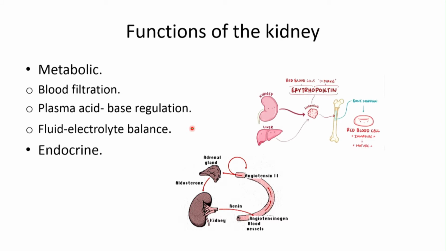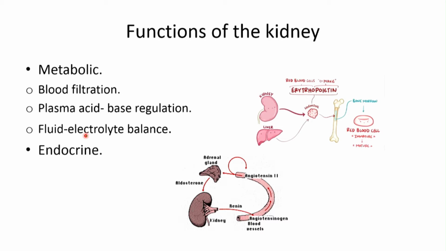What are the functions of the kidney? The kidney has two functions, either metabolic or endocrine. The metabolic functions include blood filtration, which is the main function. This is to remove waste products and metabolic byproducts from the blood, to regulate the acid-base balance of the plasma, and to control the balance of fluid and electrolytes. So these are the metabolic functions of the kidney.